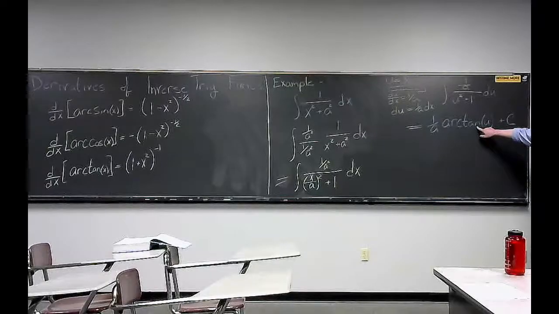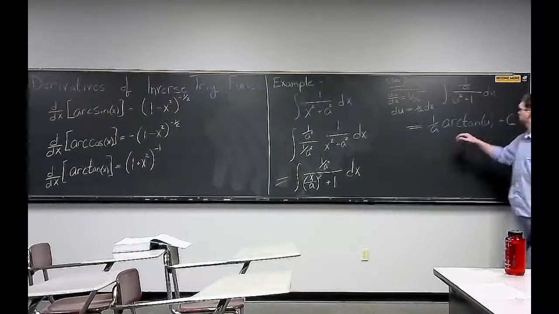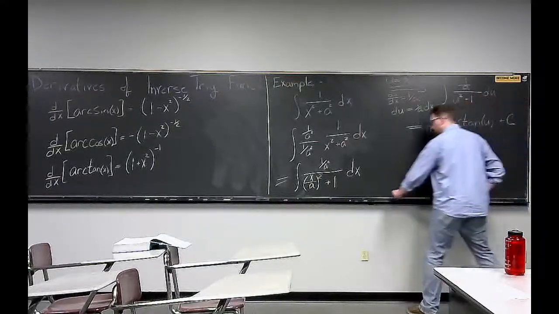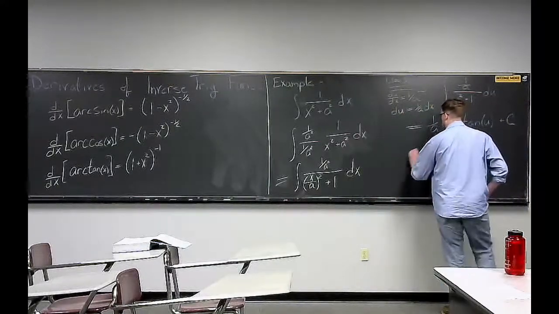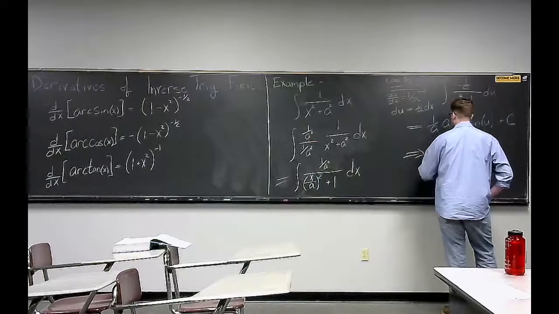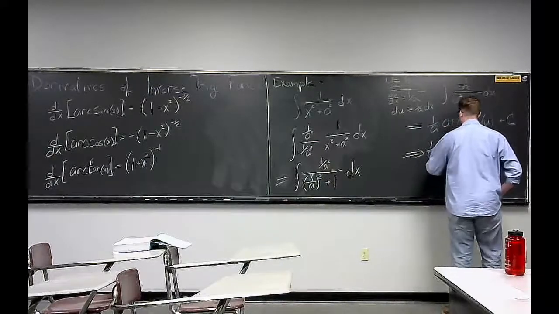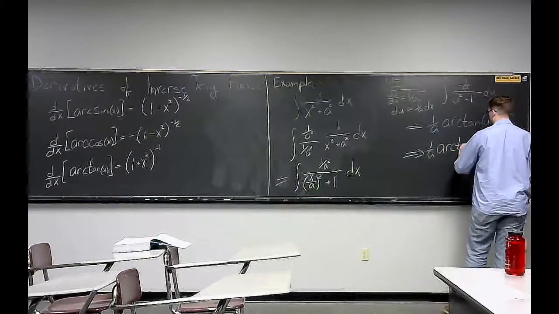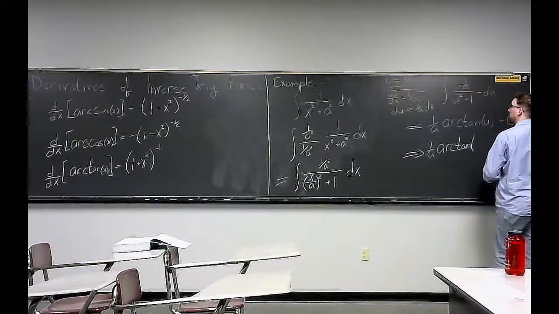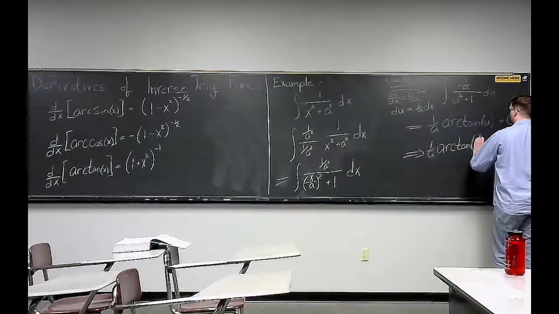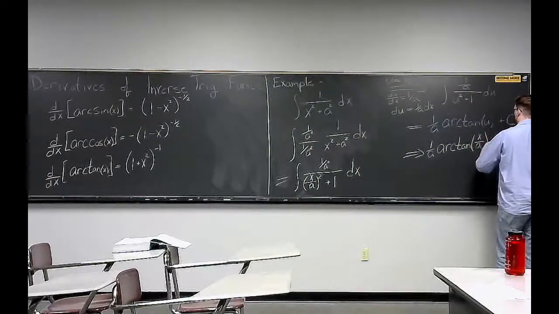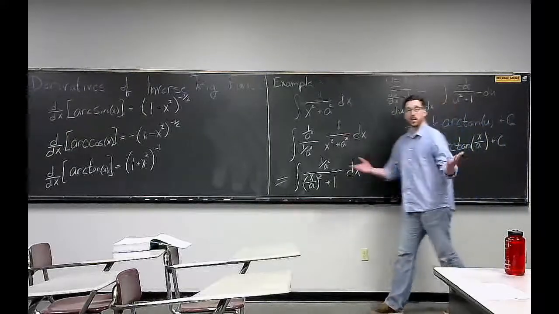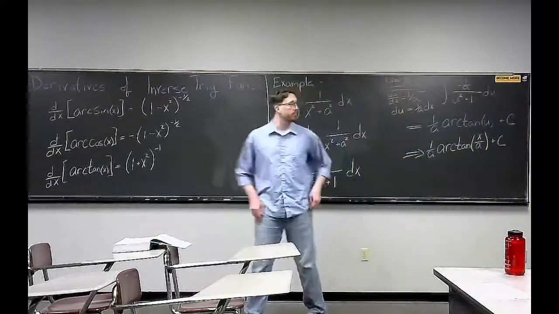Didn't we say u is equal to x over a? So substituting that back in, we get 1 over a times the arctan of x over a, all of that plus a constant. And that's it. That's all there is to it.